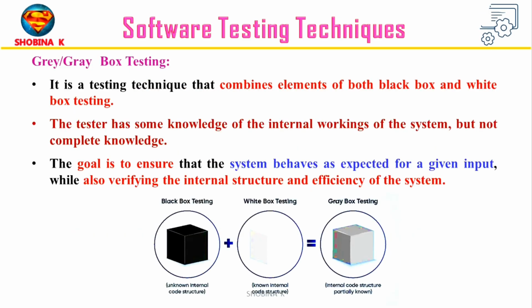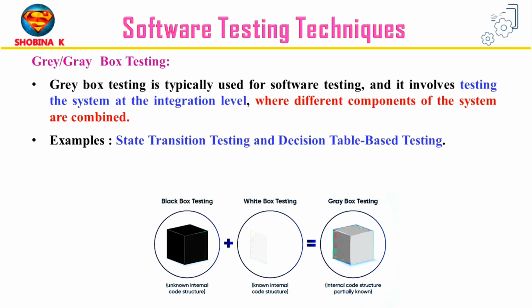Gray box testing merges black box and white box testing. Here the tester will have some understanding of the system's internal workings. Gray box testing verifies the system's behavior and assesses its internal structure. Gray box testing is frequently used in software testing, particularly at the integration level. State transition testing and decision table based testing are examples of gray box testing.